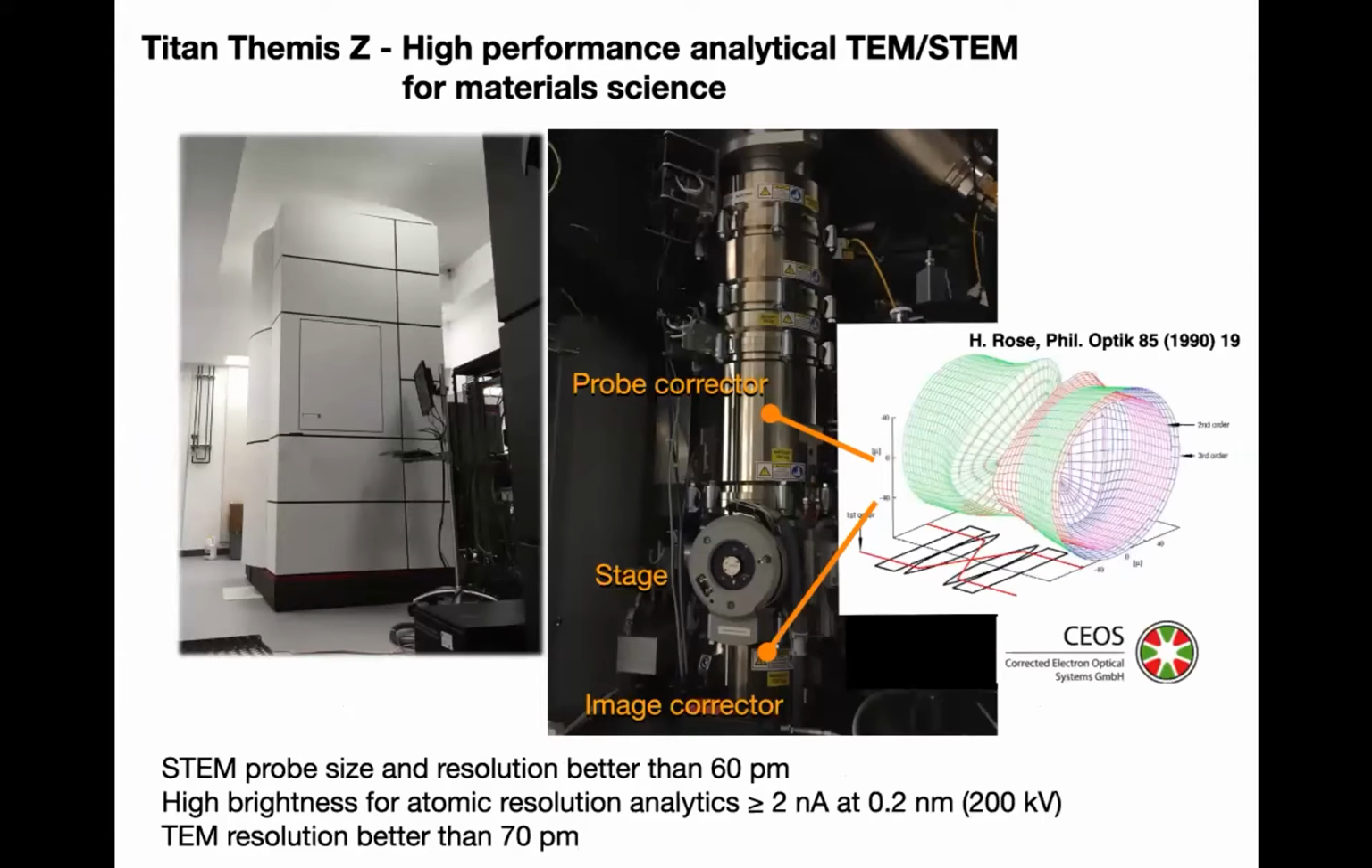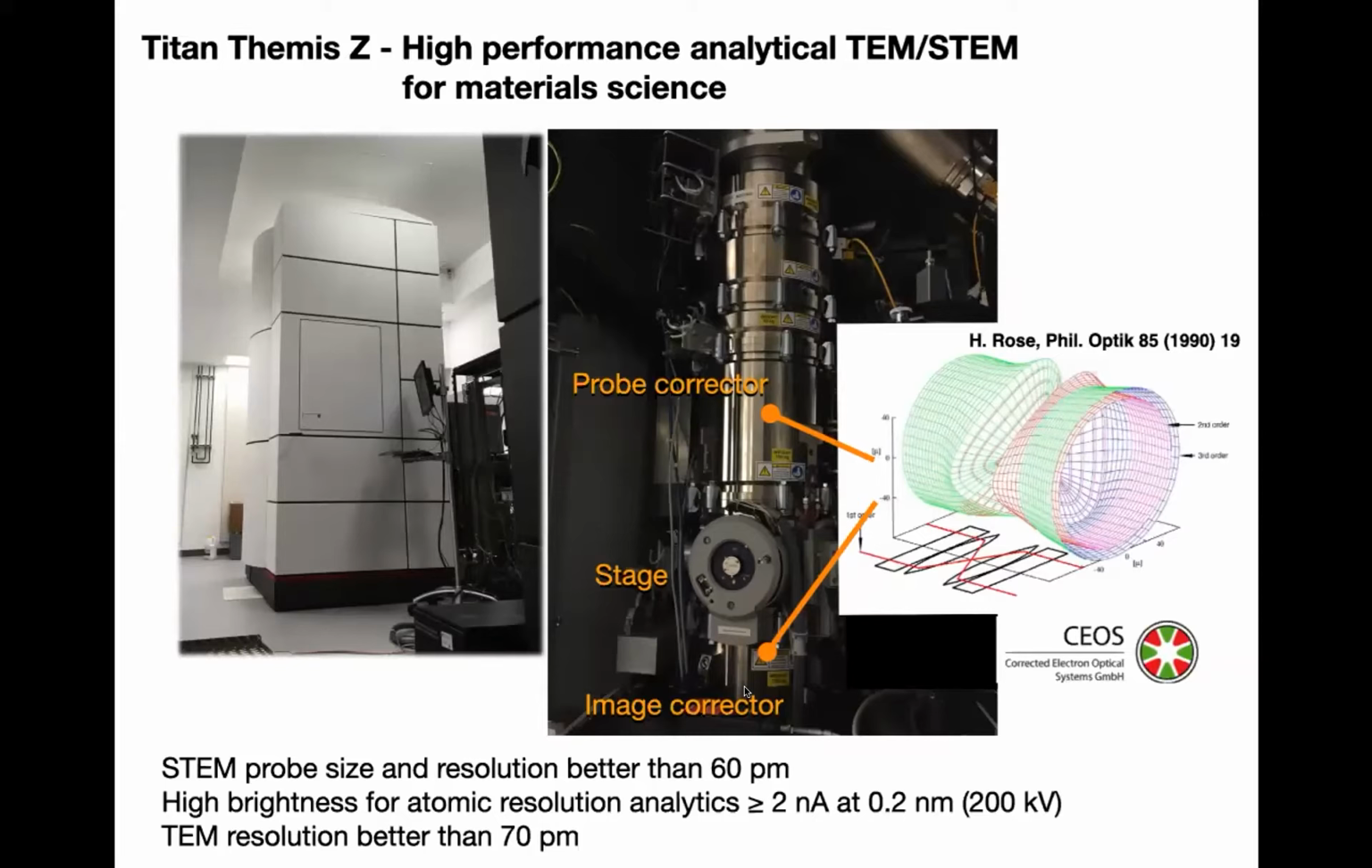This is one of the commercial type instruments. We are happy to have it here in the Weizmann Institute. It's a double corrected Titan Themis Z of Thermo Fisher. And it has 2 correctors, one for probe forming lens. That's when you want to do scanning transmission electron microscopy with a very finely focused electron beam. And another corrector, which is used when you do TEM, that means you have wide field illumination and you produce an image of a large area of the sample at one time.